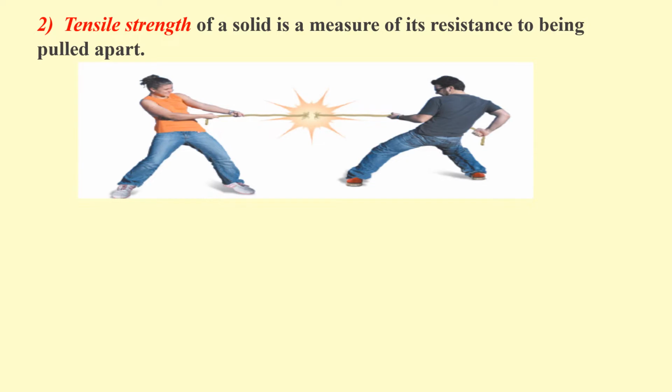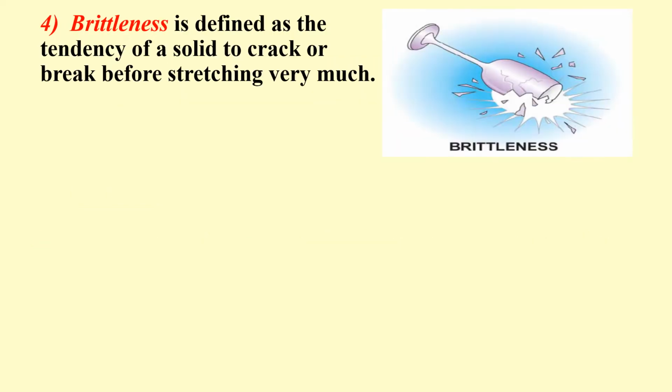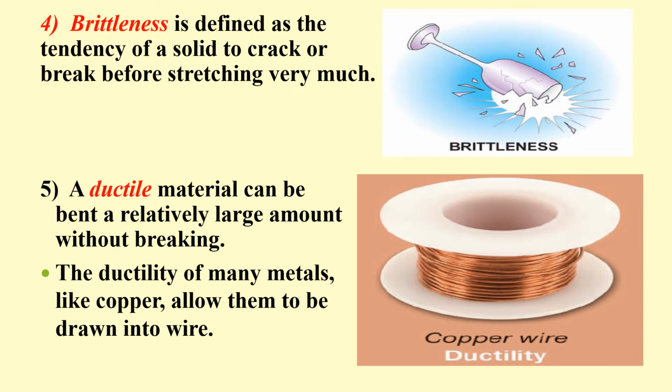Second property of solids, tensile strength. The tensile strength of a solid is a measure of its resistance to being pulled apart. Next property is hardness. The hardness of a solid is a measure of the internal resistance to scratching. Fourth property is brittleness. It is defined as the tendency of a solid to crack or break before stretching very much.